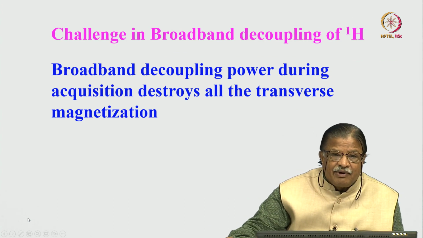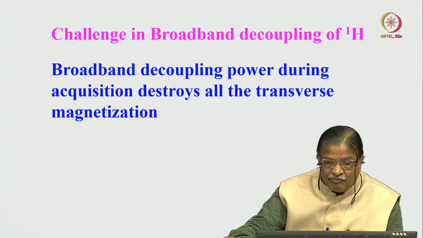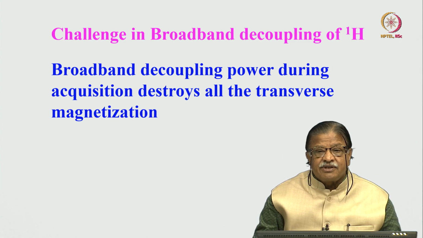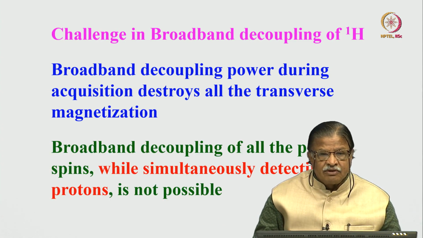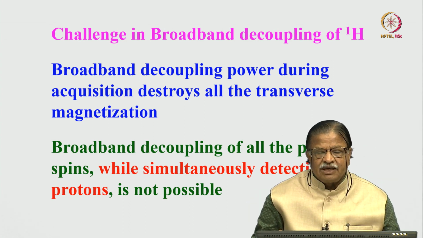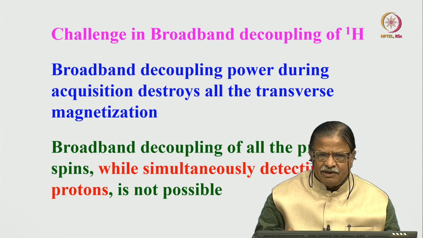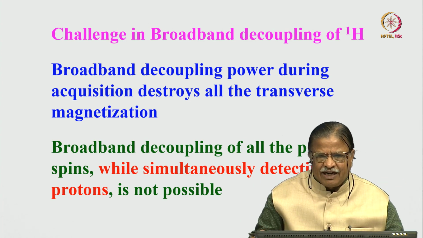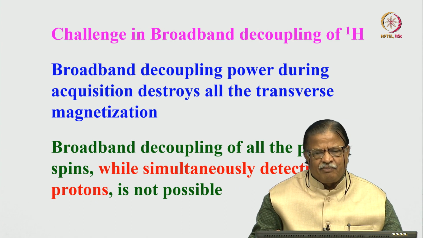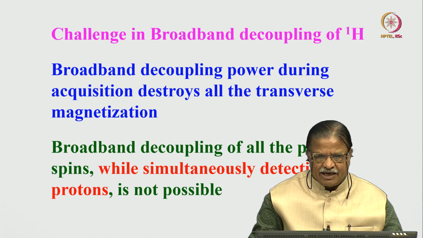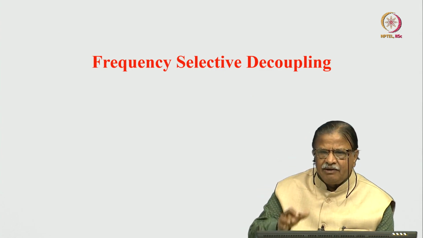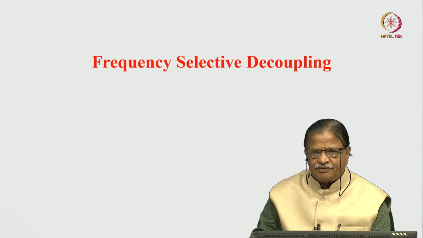So broadband decoupling power during acquisition: when you apply RF power on proton while detecting proton, it will destroy all the transverse magnetization. It will complicate the issue. So broadband decoupling of the proton spins while simultaneously detecting the protons is a challenge. It is not easy. Of course you can do it in different, indirect ways, but directly decoupling the proton by applying simple CW power and detecting proton is not easy. So broadband decoupling is not possible, especially for the protons. I am talking about proton. Broadband decoupling of proton while detecting proton is a challenge.